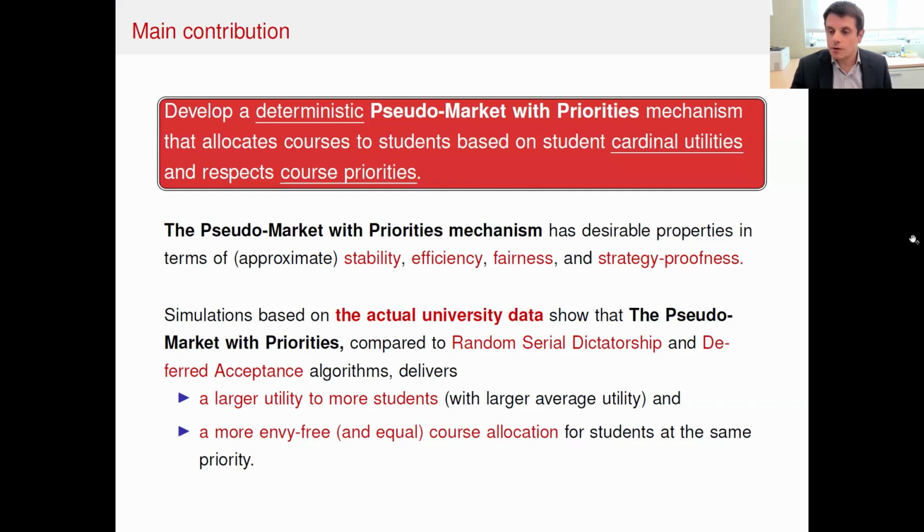So just to have an overview, we developed a deterministic pseudo-market with priorities mechanism that allocates courses to students based on students' cardinal utilities and respects course priorities. We show that this mechanism has desirable properties in an approximate sense in terms of stability, efficiency, fairness, and strategy-proofness. We also have the university data. Using this university data, we calibrated a student utility model. Basically, we calibrated their preferences. And using this model of the preferences, we use simulation to compare our mechanism with a better version of random serial dictatorship, more efficient compared to what is used in practice, and two versions of deferred acceptance mechanism. We show that our mechanism delivers a larger utility to most students, with a larger average utility and a more equal course allocation.